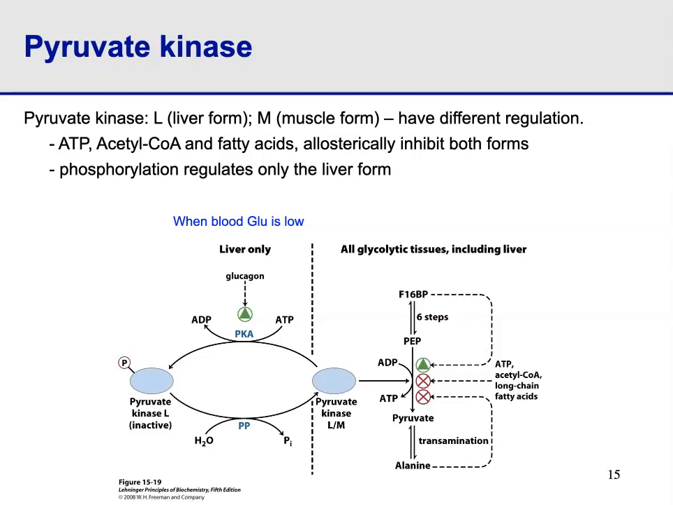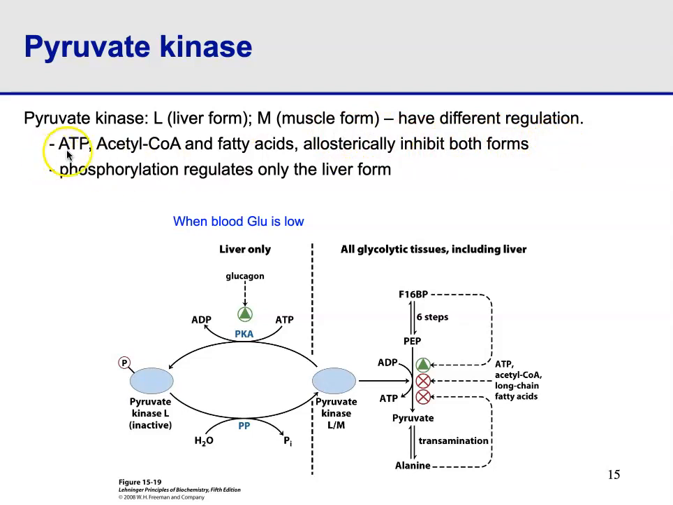And even if it is the last enzyme, it still offers a regulatory mechanism for glycolysis regulation. All right, so pyruvate kinase has two forms, a liver form and a muscle form, that have somewhat different regulation.